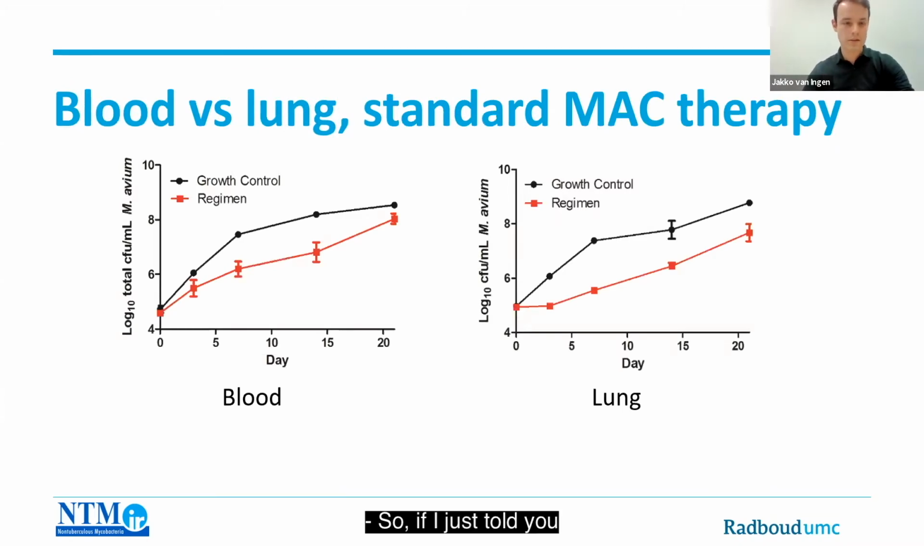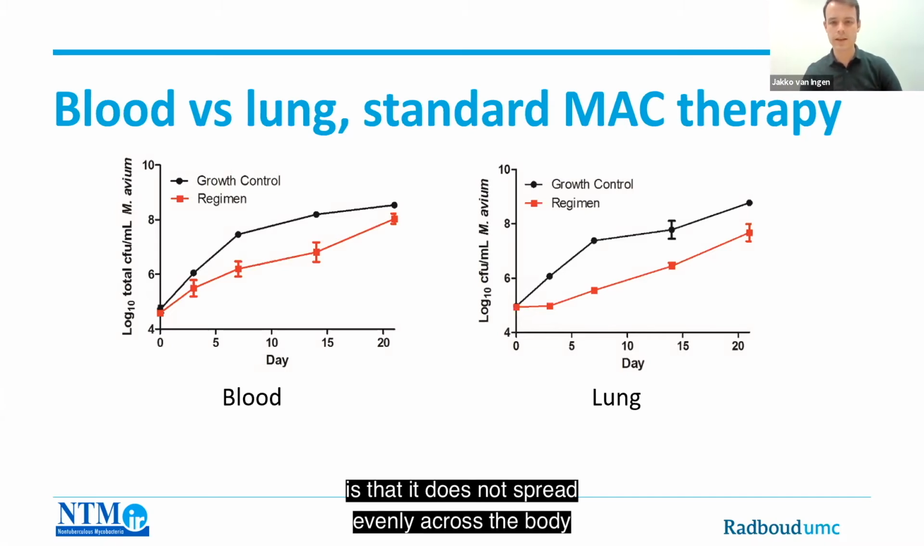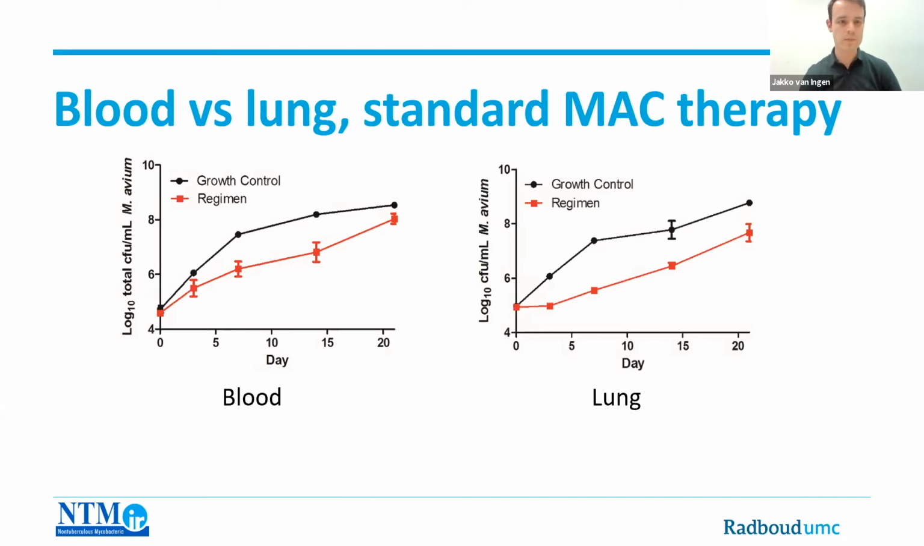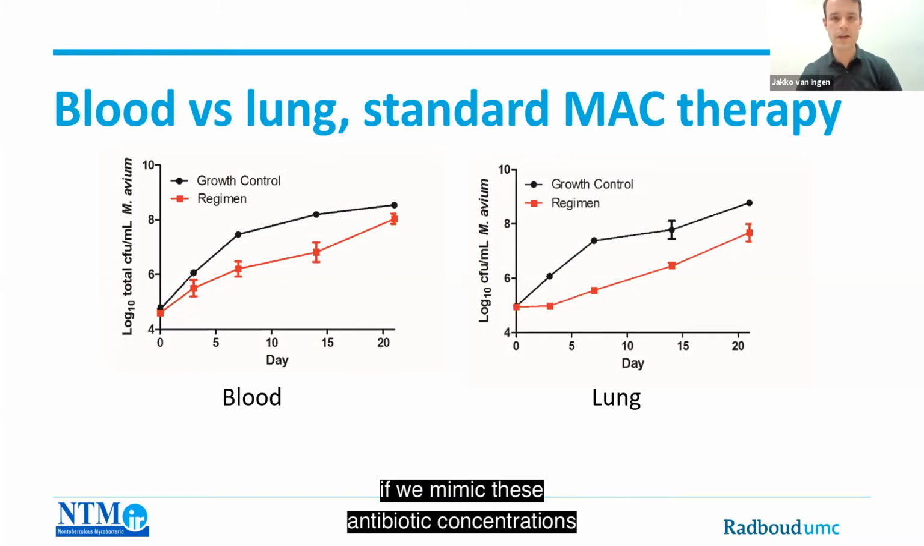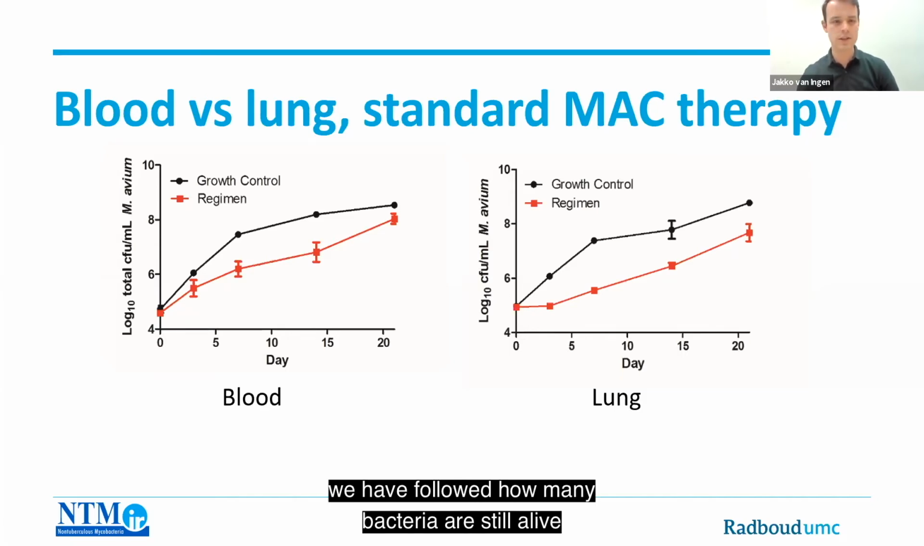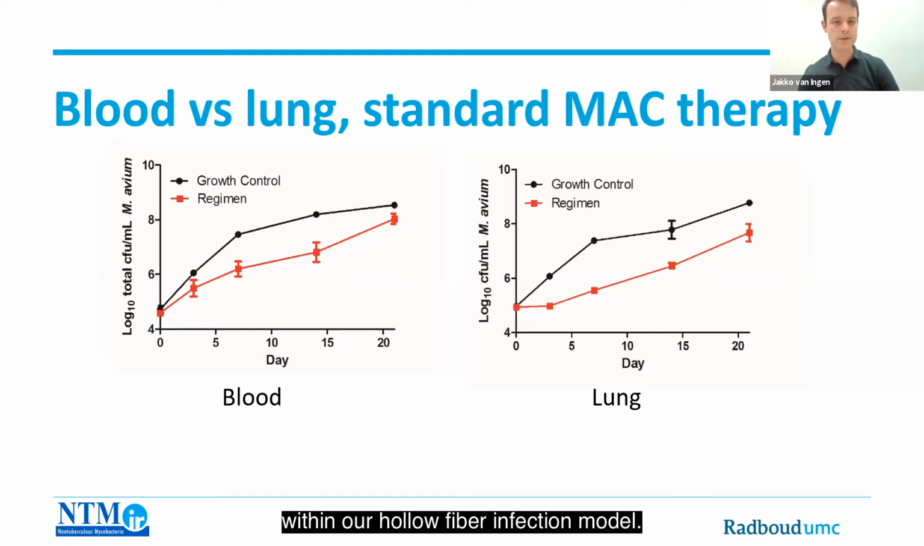So if I just told you from the gut, antibiotics can be taken into the general circulation and spread all across the body. But what I didn't tell you is that it does not spread evenly across the body because antibiotics in the lung sometimes have a higher concentration than in the blood plasma. So here you can see, if we mimic these antibiotic concentrations inside the blood or inside the lung, we have followed how many bacteria are still alive within our hollow fiber infection model.